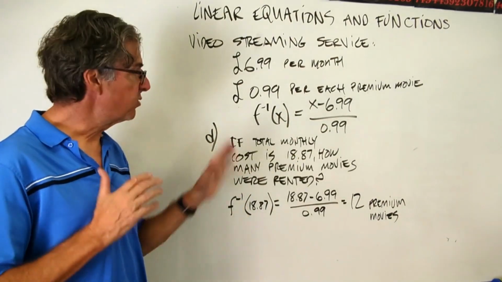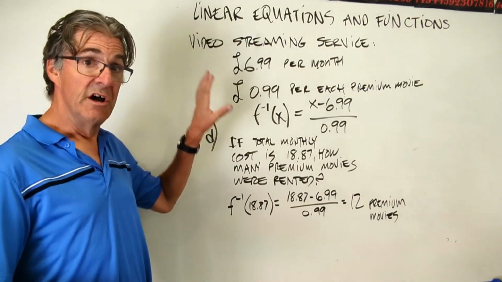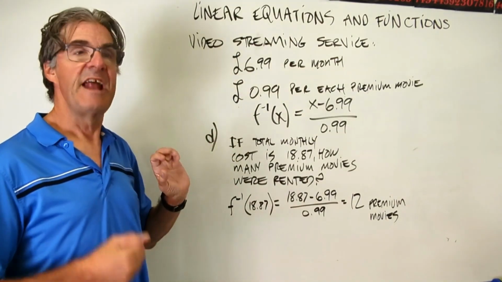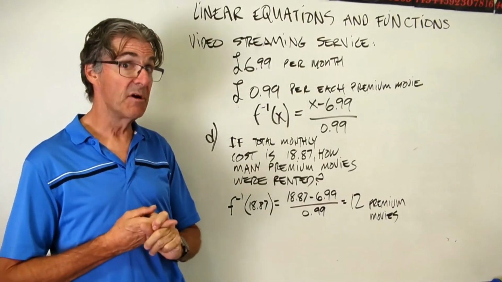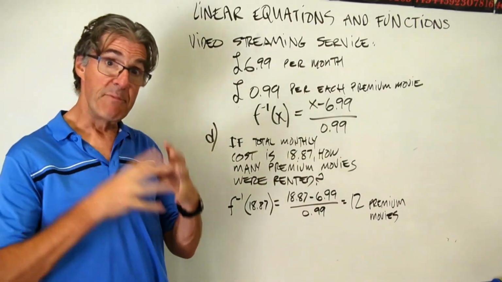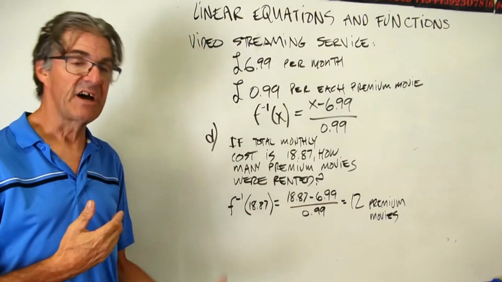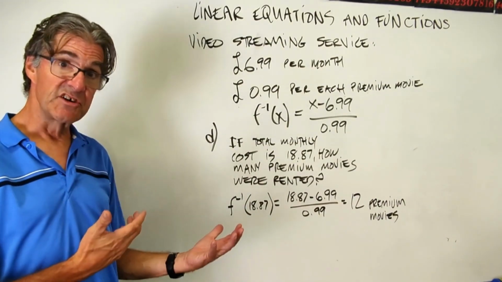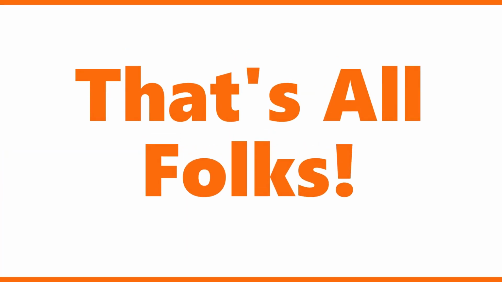Now, this problem could be made quite a bit harder by just simply giving you the original function and then asking you to create a function that calculates the number of premium movies based on the total rental cost. So you'd have a big critical thinking step to figure out that, oh, that means I need to find the inverse function, and then I could use my inverse function to do my calculation.